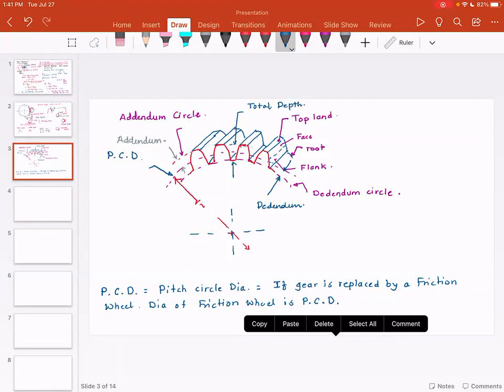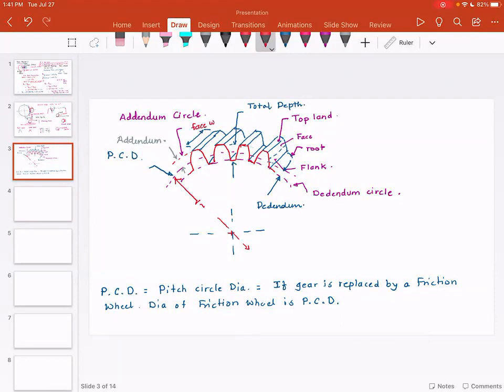And if you were to look at the face width, or the width of the gear on the top, it's called the face width. And all these different profile nomenclatures have certain proportions. But at this point, I just want to tell you about one important parameter that I want you to remember.